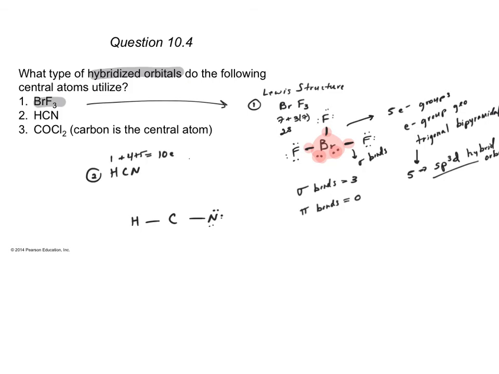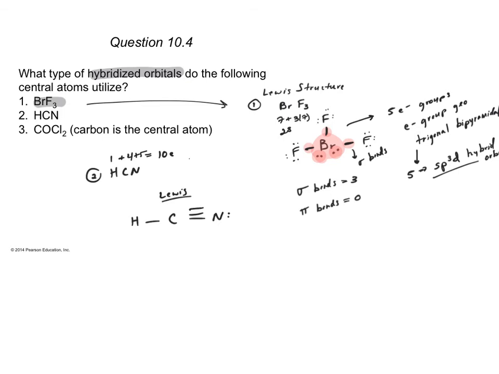But now the problem with this is that carbon doesn't have an octet. So to give it an octet, I'm going to take a lone pair from my terminal nitrogen, and make a double bond. So now I have 6 around carbon. I'm also going to take another one and make another bond. So now I have 8 electrons around carbon, 8 electrons around nitrogen, and 2 around hydrogen. Everyone's good. Okay, so this is the Lewis structure.